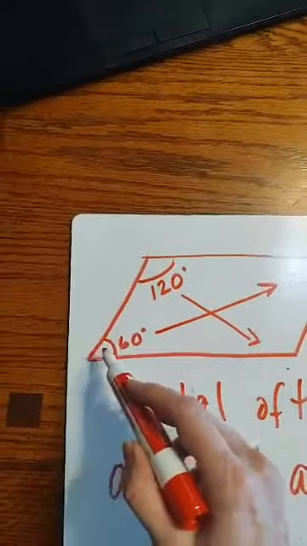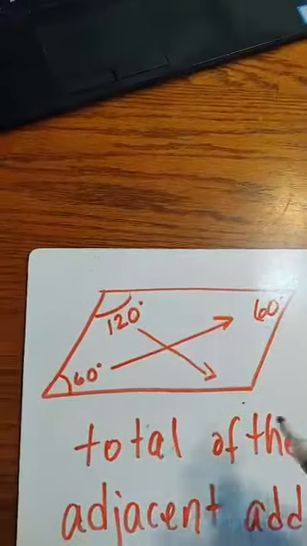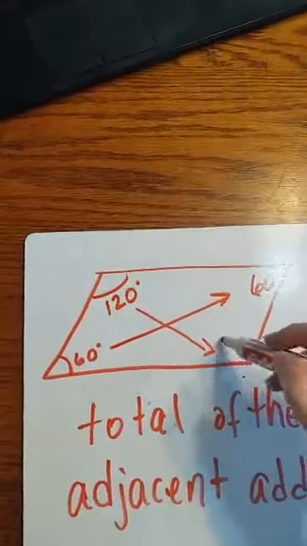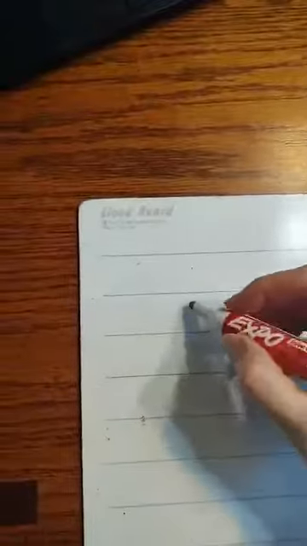So diagonal from this is 60. So this angle is also 60. Diagonal from this is 120. So this angle is also 120. So let's look at another one.